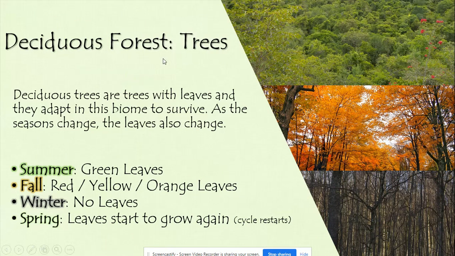So the trees in the deciduous forest, the leaves change color, and we see that here. So in the summer, we've got all these beautiful green leaves. In the fall, they start to change and become red, yellow, and orange. In the winter, which we see that it's starting to turn winter, we're losing our leaves. We have no leaves, and in the spring, leaves start to grow again, and the cycle restarts.